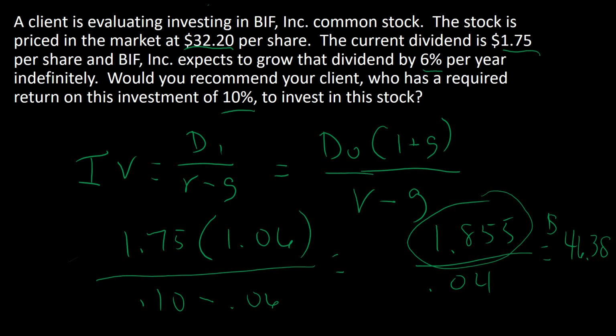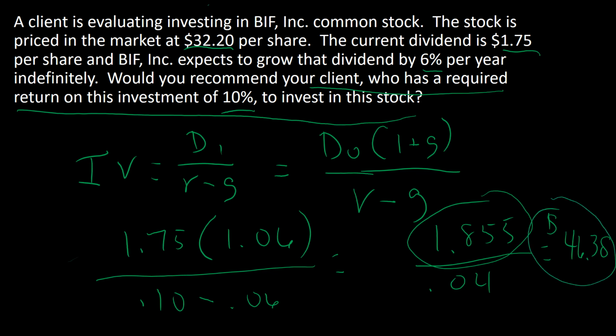Divide that by the investor's required rate of return, which they have to get. That's their hurdle rate for this investment. So they have to get that 10% return on this investment minus the 6% growth rate, and we come up with $46.38. Now, the last part here is, would you recommend that this client invest in this stock? I'm not sure, right? So I know two things. I know the stock is trading in the market currently at $32.20. And I know that we calculated that the intrinsic value is $46.38.